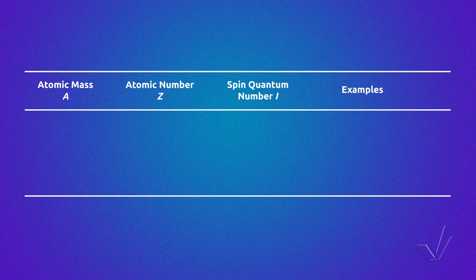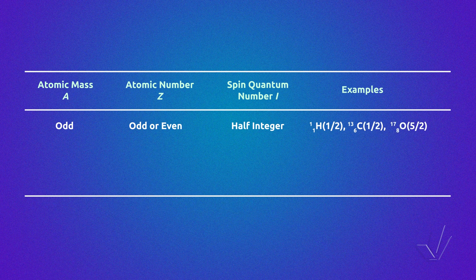The fundamental property that an atom should have to present the resonance phenomenon is to have a nuclear spin. The spin quantum number I is related to its mass number A and atomic number Z. If the atomic mass is odd, the atomic number being odd or even, the spin quantum number is half integer. This means a nucleus spinning with a spherical and uniform charge distribution.